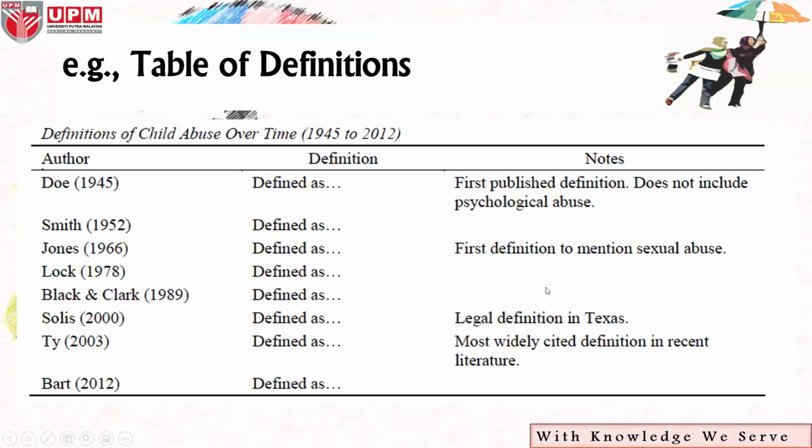Okay, so this is the example of the output from your literature review if you use a literature review matrix. So if, let's say, you are looking for the definition of a variable, then you can come up with the analysis of the definition.